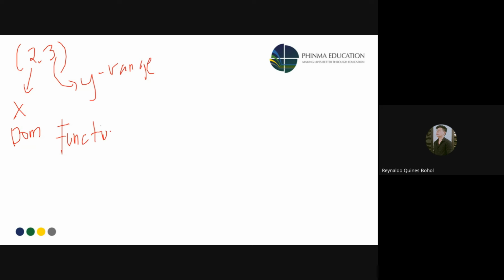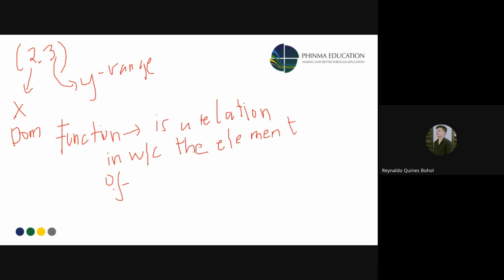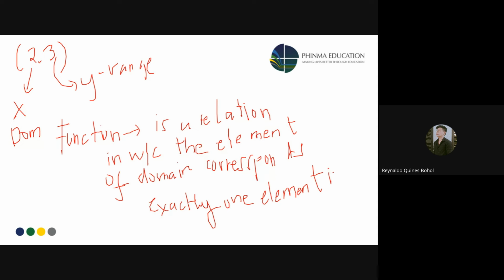For example, na ating domain. So this is (2, 3). 2 is our X, 3 is our Y. So usually this is domain, this is range. What is function naman? What is function, sir? Function is a relation in which the element of the domain corresponds to exactly one element in the range.